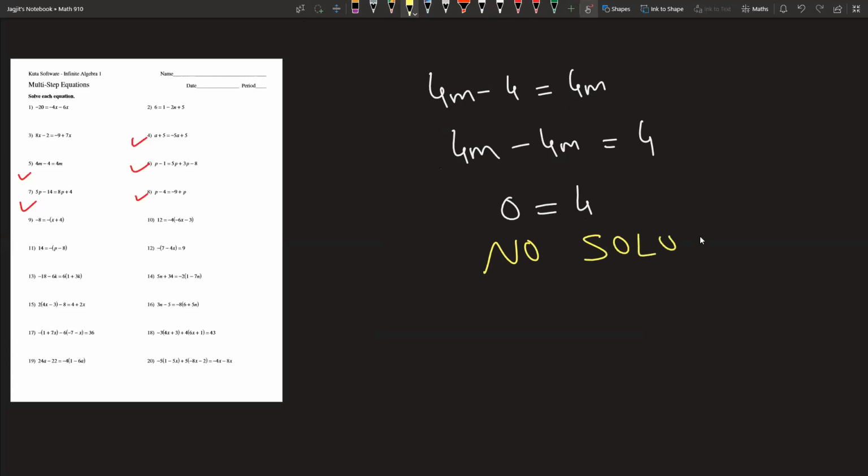This was a tricky one, okay? No solution for this, guys. Solution does not exist.